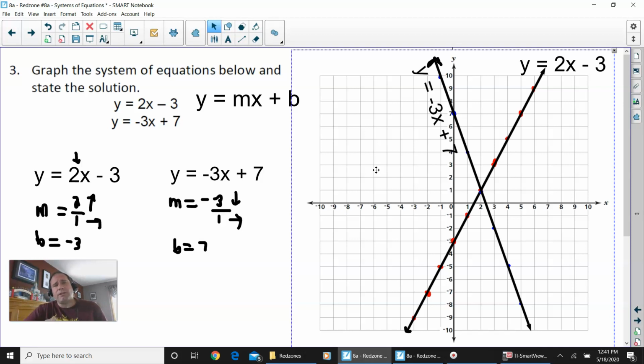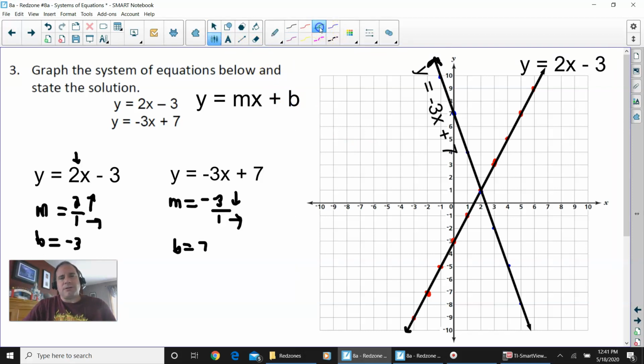If you're graphing one line, they usually don't ask you to label the line, but it's very, very important to label lines when you're graphing a system, because you're always graphing more than one line on one coordinate grid. So let's go ahead and pinpoint the solution.